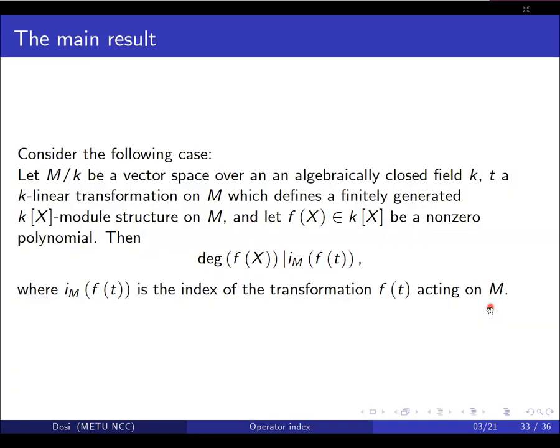Now, from a practical point of view, how are you going to use it, for example? You can choose any vector space and fix a single linear transformation. A single linear transformation defines the k[x]-module structure in a natural way. So we suppose that this structure is Noetherian. If you get a polynomial, its degree divides our index. This is the index of the linear transformation.